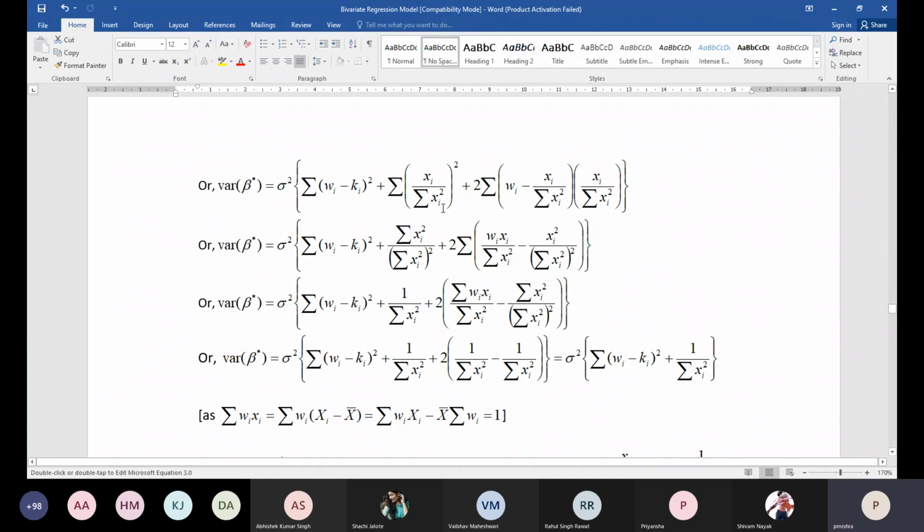In the same fashion, just multiply this with this. So I'm getting wi xi divided by summation of small xi square. And here we are getting small xi square divided by summation of small xi square whole square. And then you take the summation of this, divided by minus.